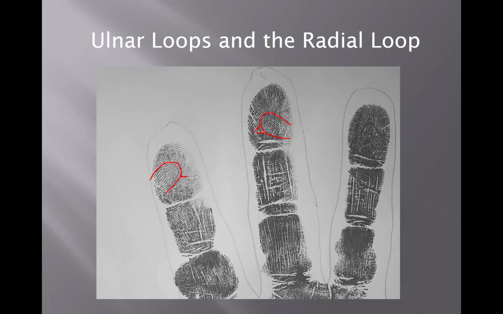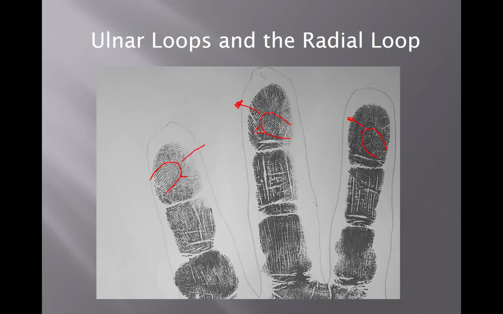So normally you find ulnar loops. So ulnar loops start in the other direction. They come from the little finger side and they point towards the thumb. And this is a really important differentiation in terms of the fingerprint pattern. So we notice that there is not just one type of loop, but there are actually two types of loop. But the difference is they go in different directions.